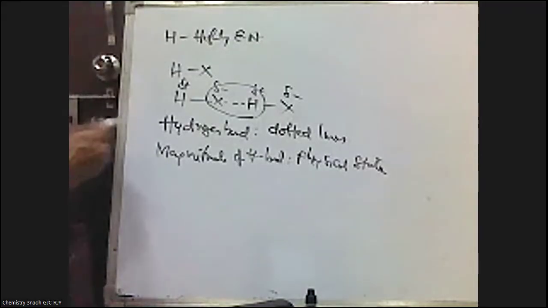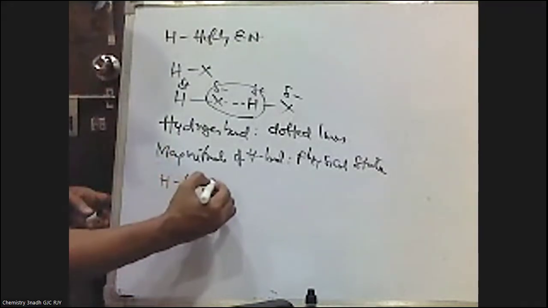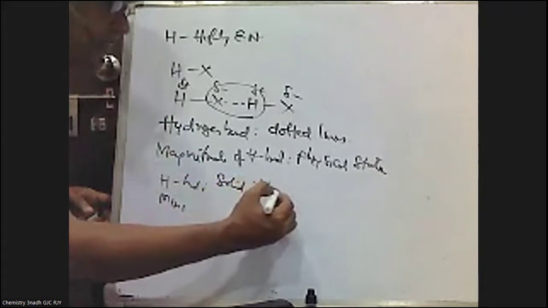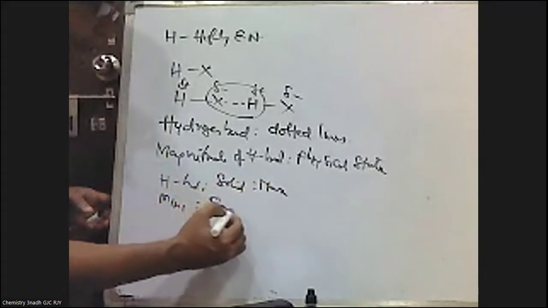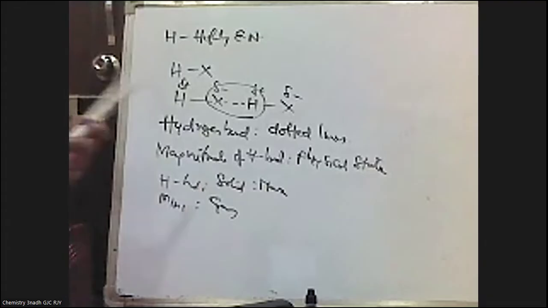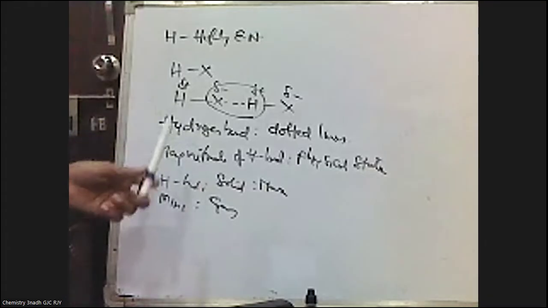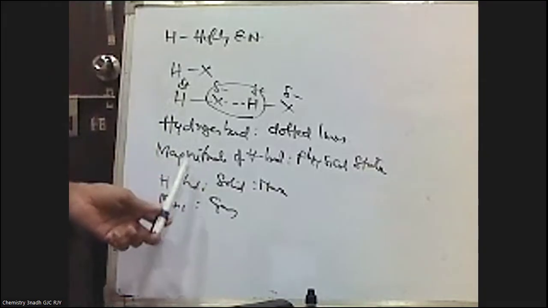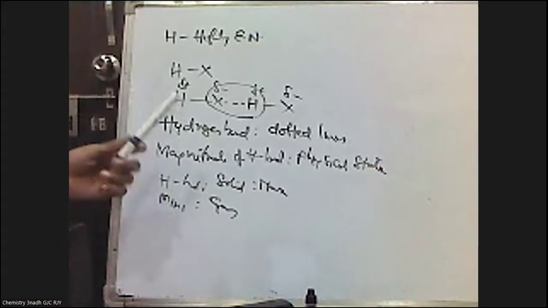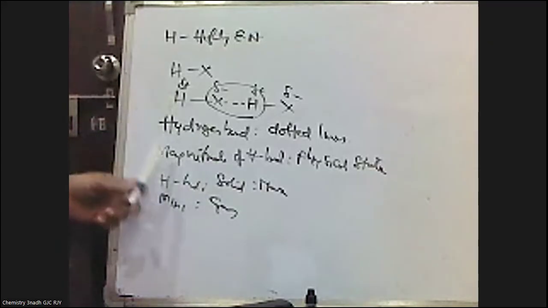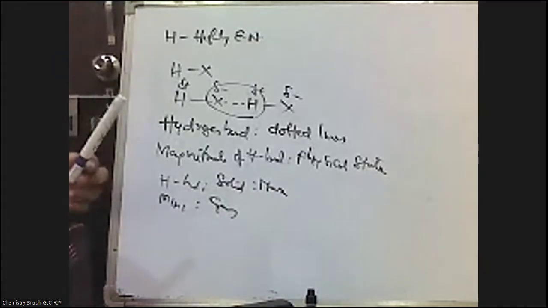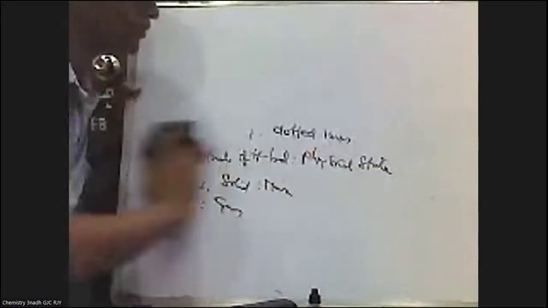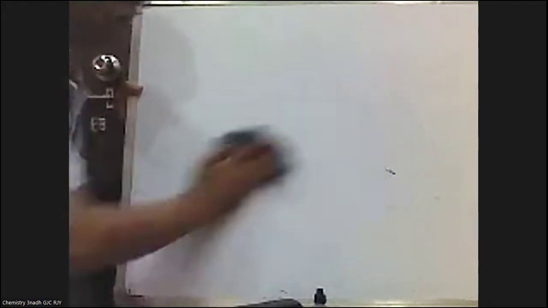So hydrogen bond is maximum in solid state, and minimum in gaseous state. So the magnitude of hydrogen bond depends on the physical state of the compound. So hydrogen bond has a strong influence on the structure and properties of the compound. Now let me discuss what the various types of hydrogen bonds are.